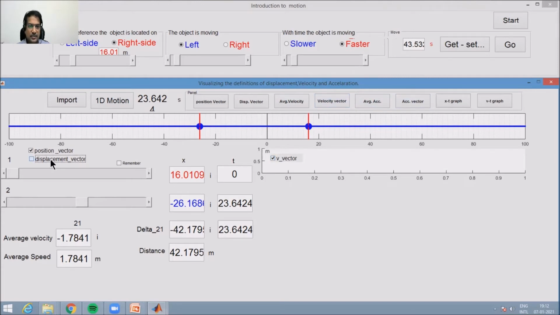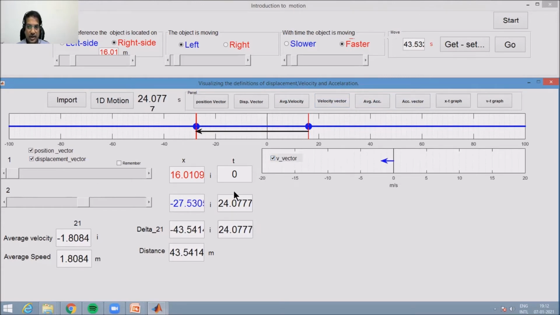Simultaneously observe the displacement vector also. Between these two times, between time t equal to 0 and time t equal to 24 seconds, the average velocity is minus 1.80 meter per second. So the length of arrow is 1.80 and it is showing towards the left. So this arrow in the blue color represents the average velocity vector.